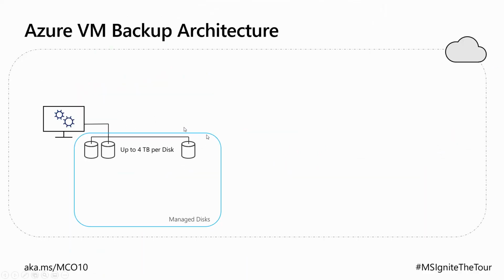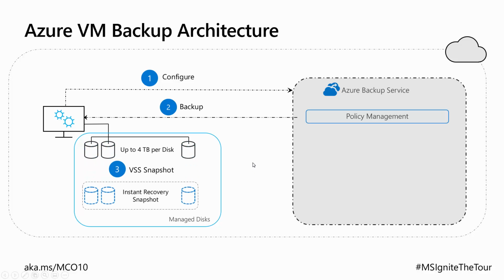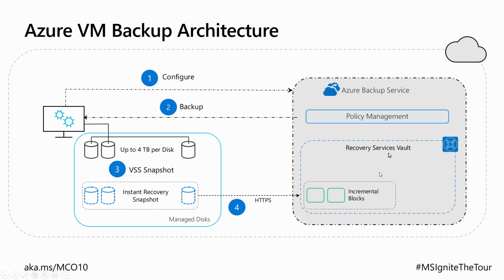Alright, so let's recap. When we back up a virtual machine, we configure our backup policies, and we register the machines. Up to 4 terabytes per disk can be backed up in Azure Backup Vault or Recovery Service Vault Backup Service. Volume Shadow Copy Service will snapshot these disks and send it to the Recovery Service Vault for instant recovery.